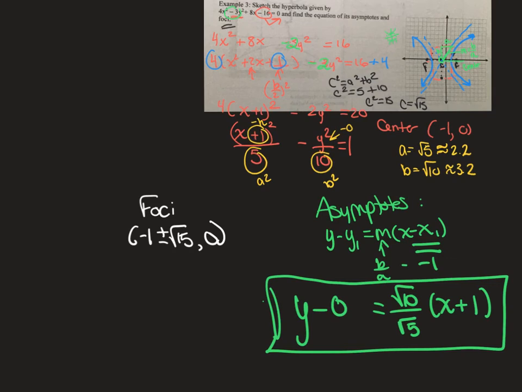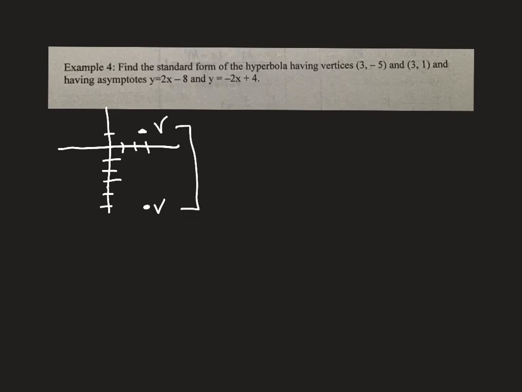Okay, one last problem. It says that we need to find the standard form of the hyperbola having vertices of (3, -5) and (3, 1), and asymptotes of y equals 2x minus 8 and y equals -2x plus 4. So let's first figure out which way this hyperbola goes. I have vertices of (3, -5) and (3, 1). Because I'm up and down, my y is going to come first, so this is going to be a vertical hyperbola.